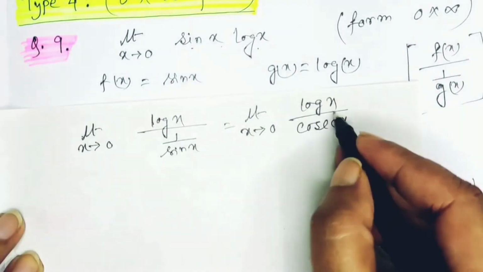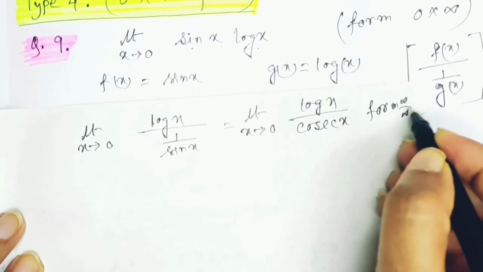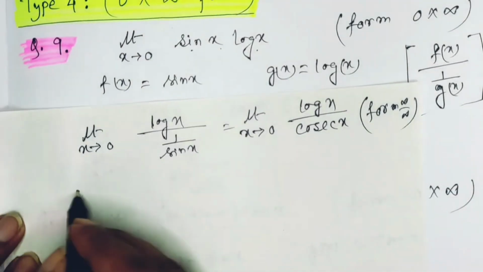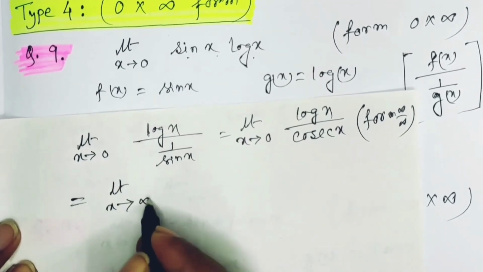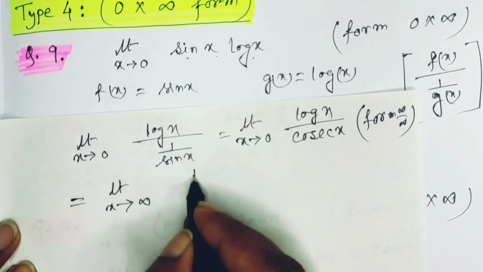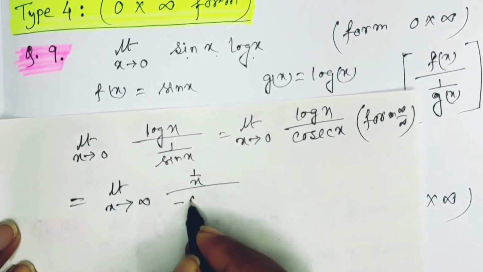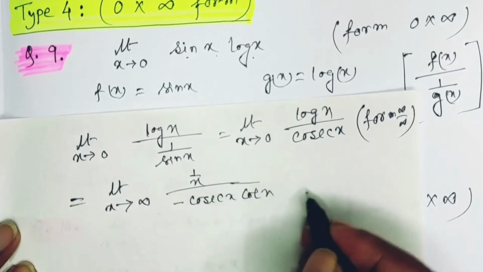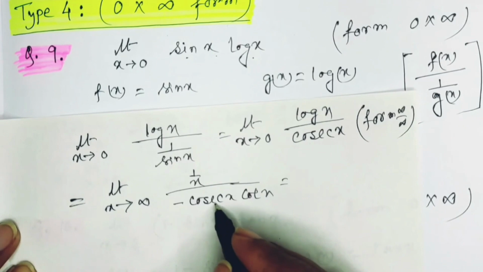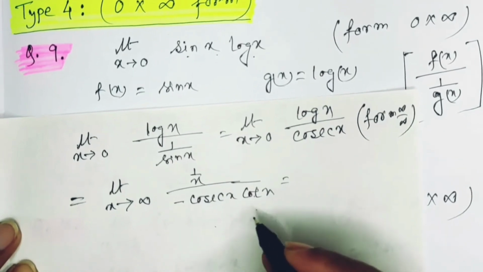Now log 0 is infinity, so this is in the form of infinity by infinity. As it is infinity by infinity, we follow the same process and simply take the derivative of the denominator and numerator. By taking the derivative, we find cosec x cot x. If we simplify, cosec means 1 by sine and cot means cos by sine, so we shall find it from here.